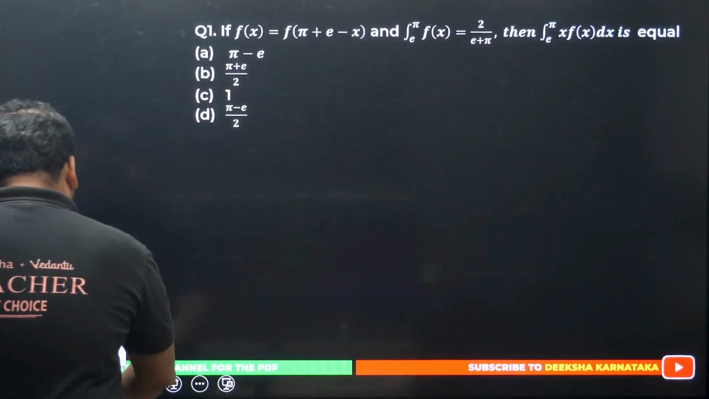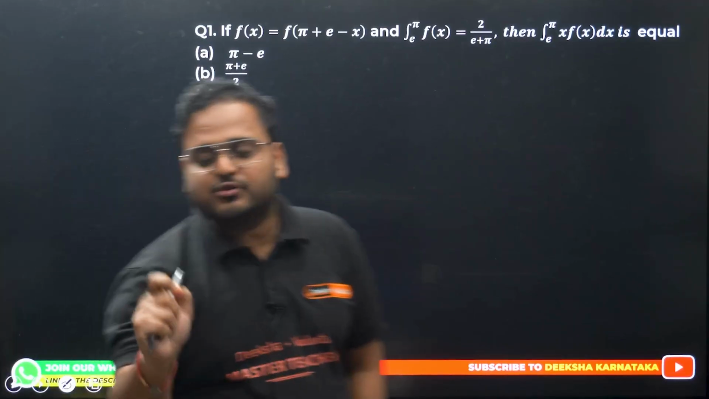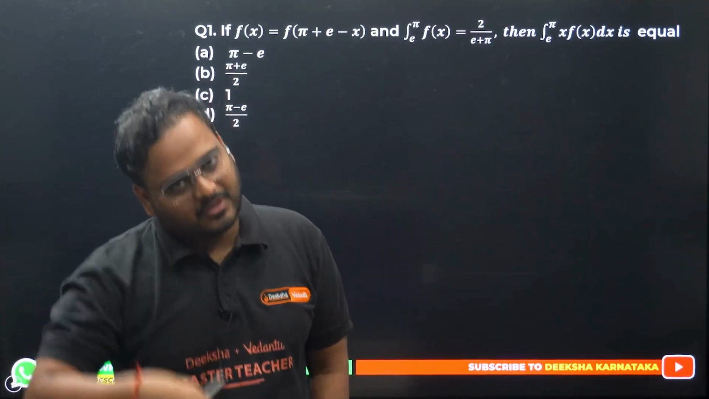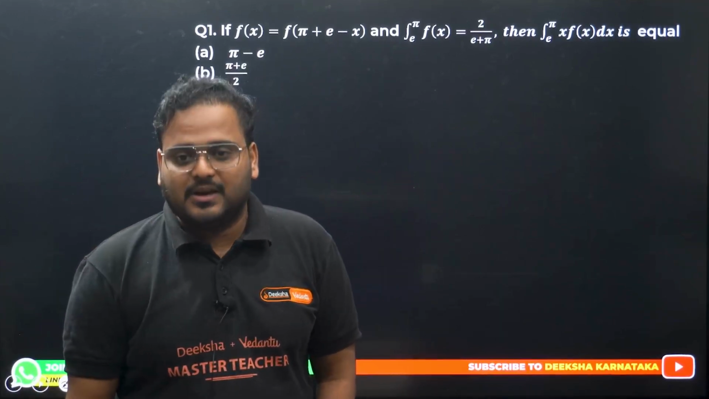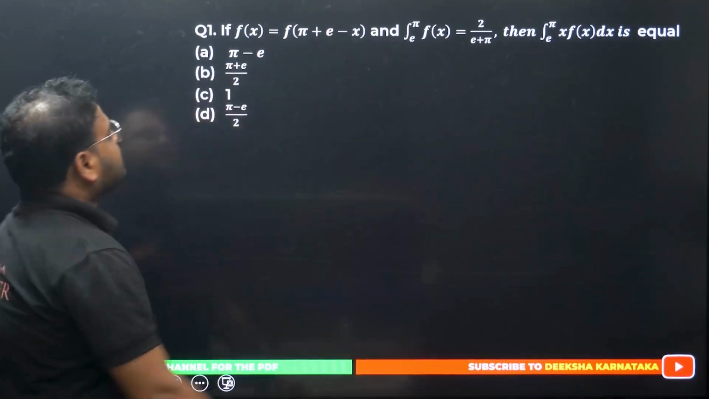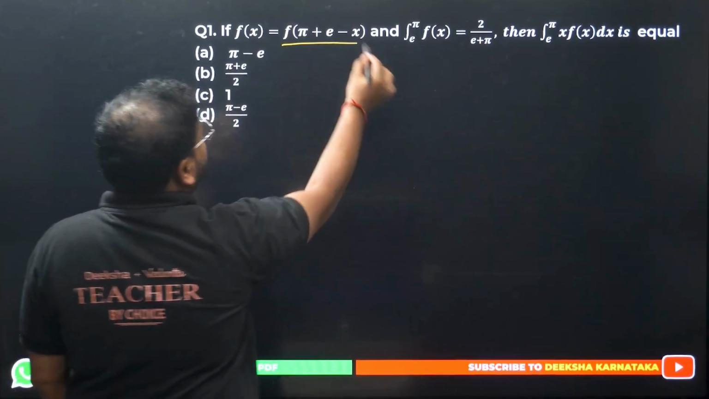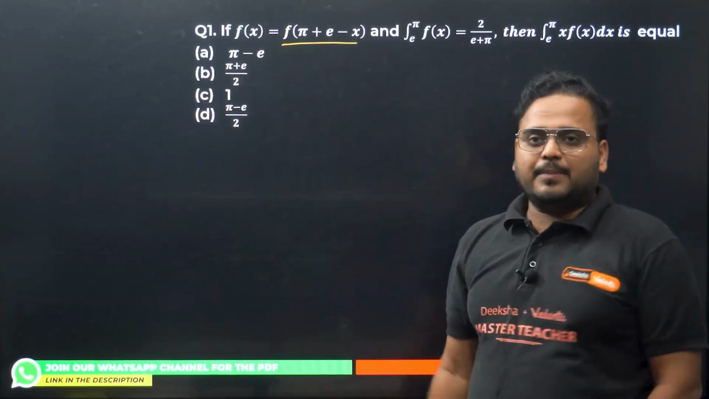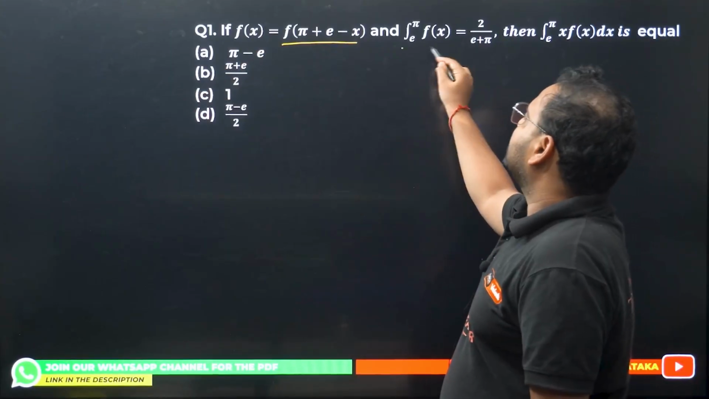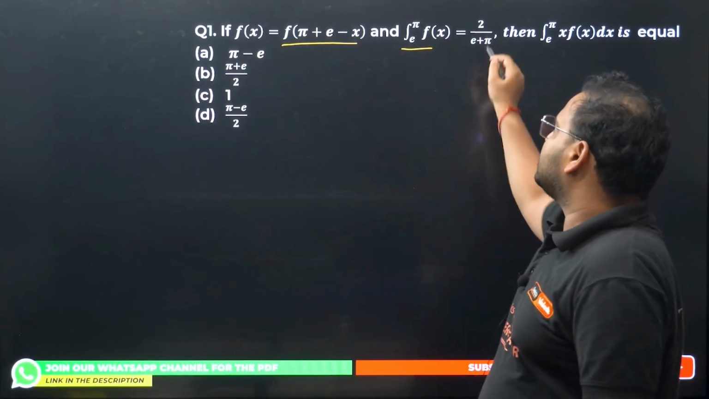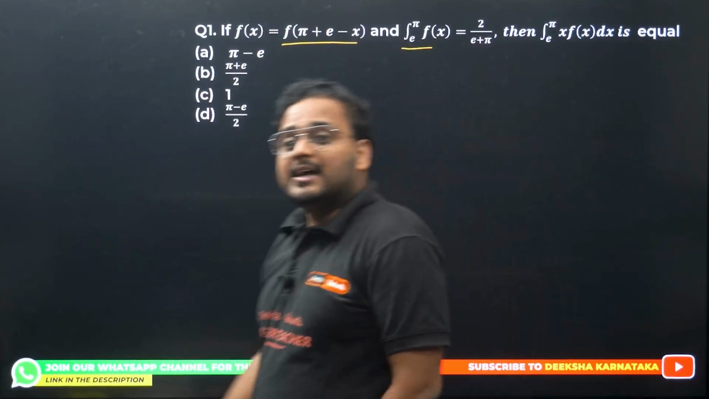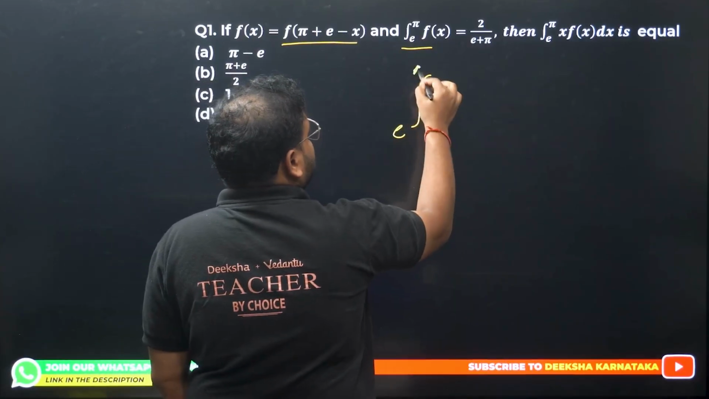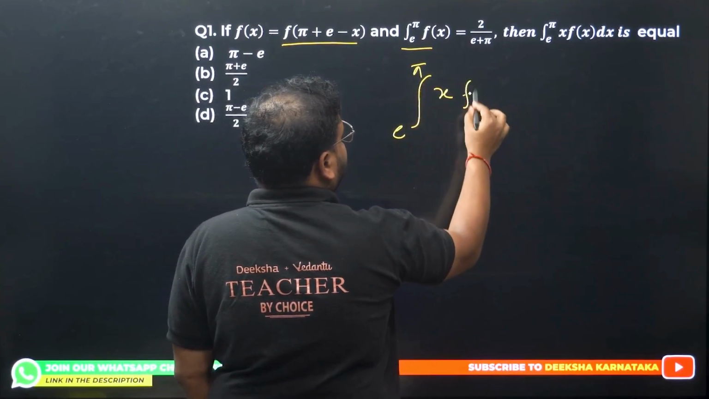So I would like all of you to try once. Please try to solve these questions once, and then we'll give you the explanation from my side as well. First one: f(x) = f(π + e - x). They have given the function f(x) = f(π + e - x), and the integral from e to π of f(x) is given as 2 upon e plus π. They're asking you to find what? In the limits e to π, x f(x).